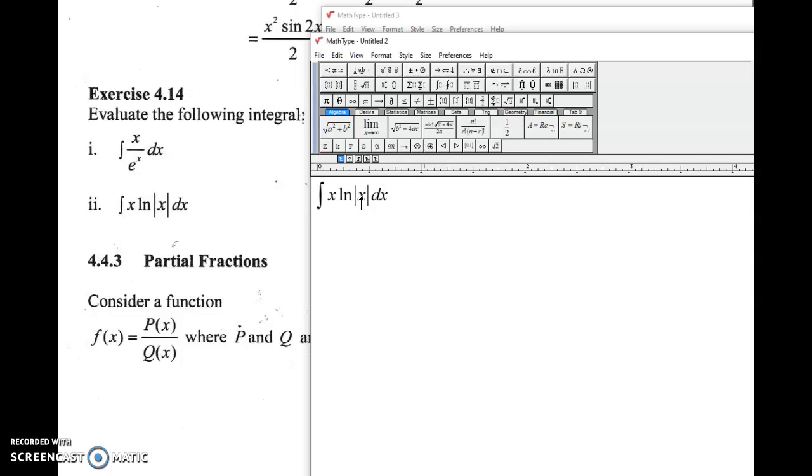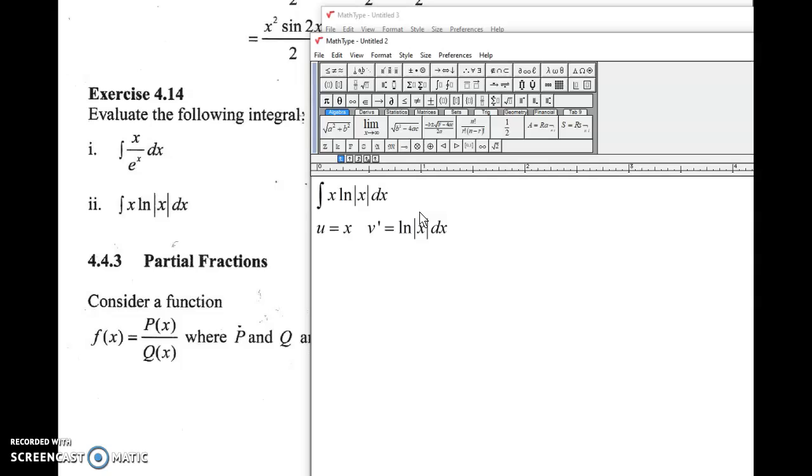Let us first try to define it like this. u is equal to x and v prime equal to ln x dx. Is it easy for us to solve this problem if we put it like this? We can find du/dx, which is 1. What about this one? Can we integrate ln x dx?